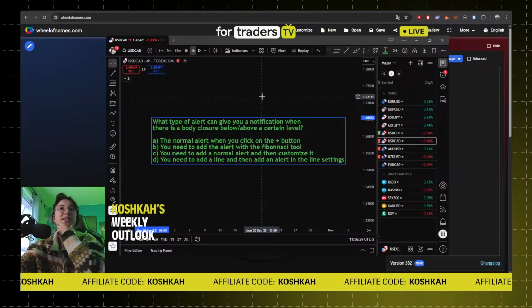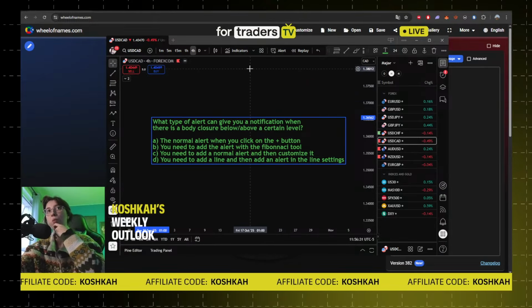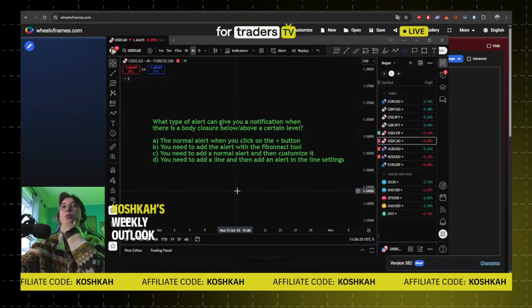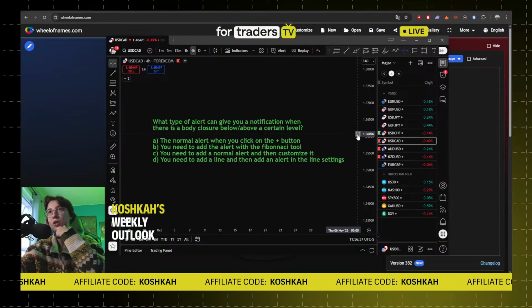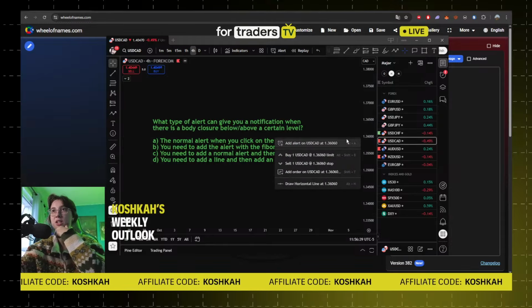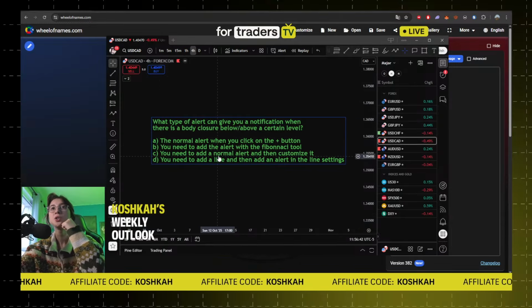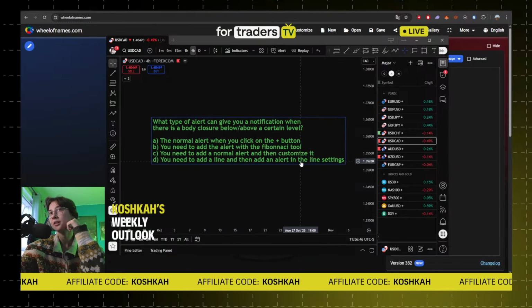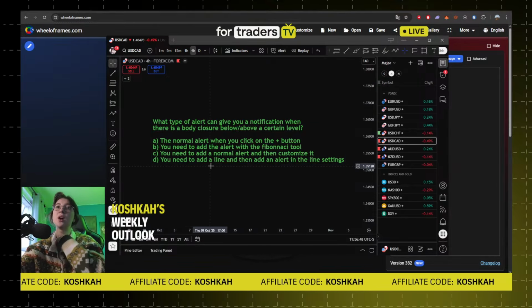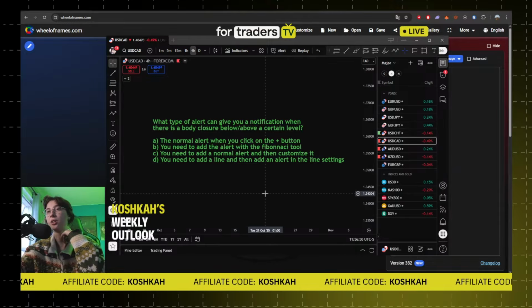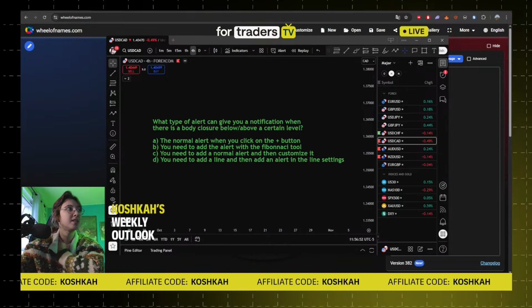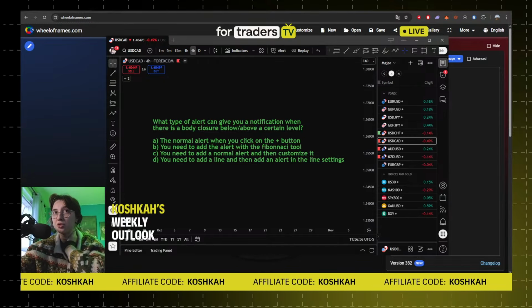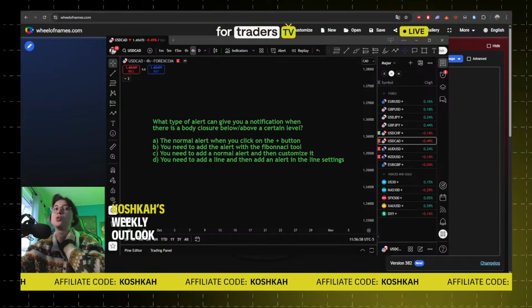So what type of alert can give you a notification when there is a body closure above or below a certain level? The normal alert when you click on the plus button, so the normal alert if you click right here at alerts. You need to add the alert with the Fibonacci tool. You need to add a normal alert and then customize it, or you need to add a line and then add an alert in the line settings. So that's a more tricky question. It's more complicated, but if you were watching the live stream, you know the answer because I showed you how to do it.